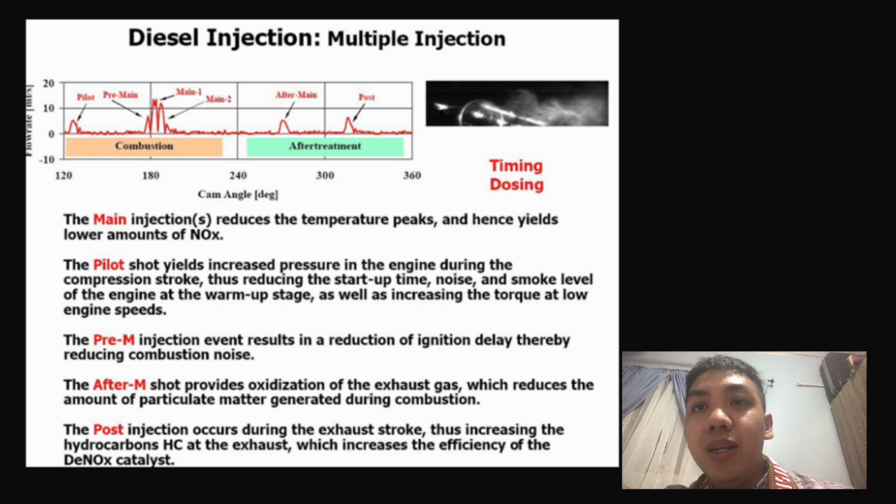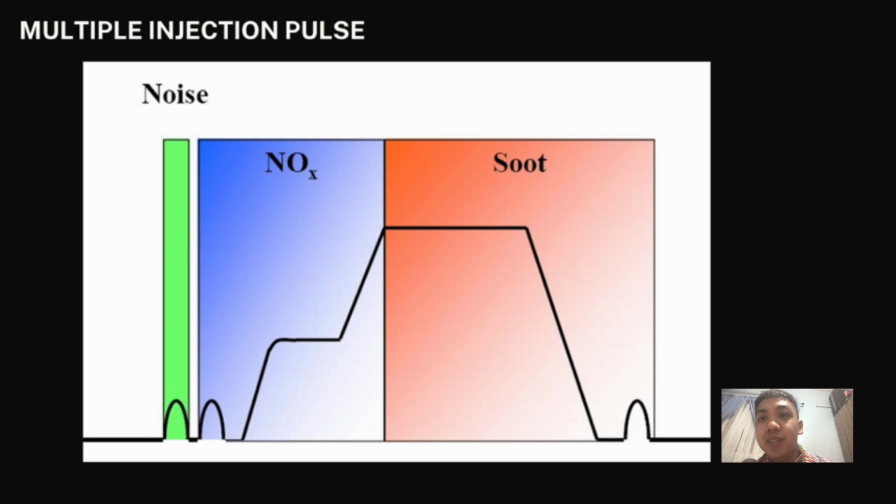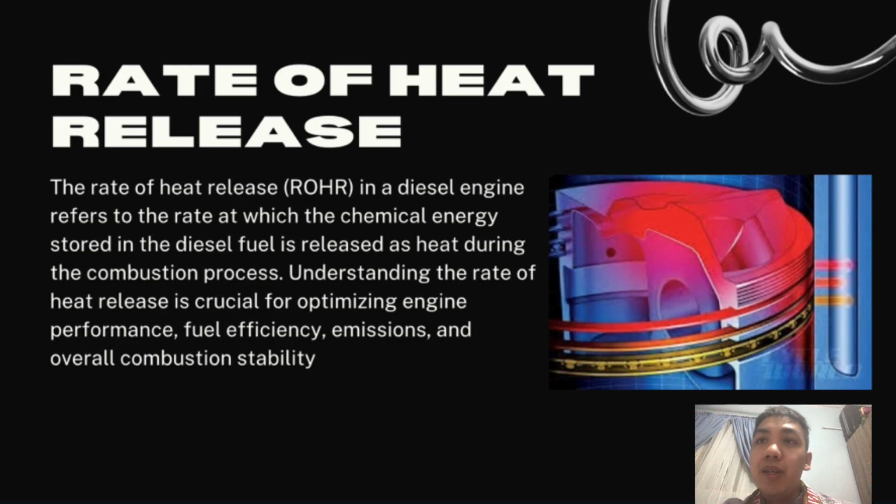So the pilot and the main are the same, but here we can see that we have pre-main injection event, which reduces the initial delay, thereby reducing combustion noise. And after-main provides oxidation of the exhaust gas, the same as the post-injection function. Here is another graph which indicates where the NOx and the soot are. So, rate of heat release.